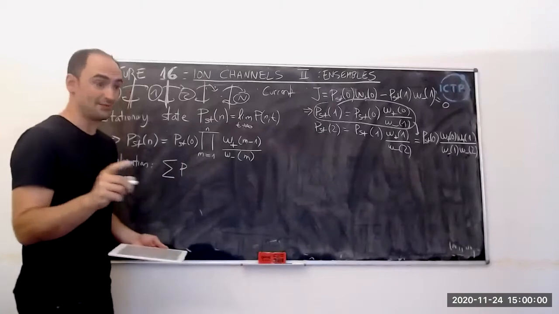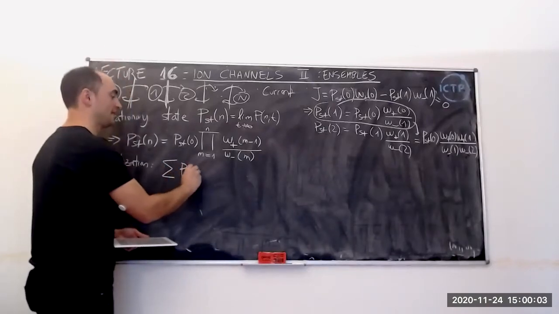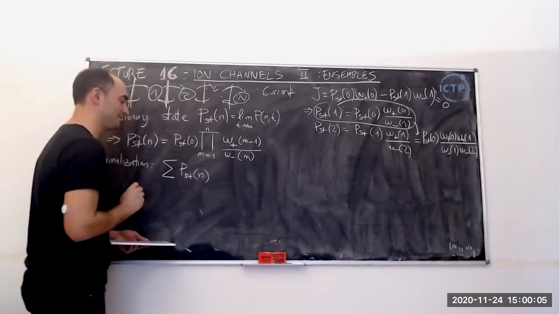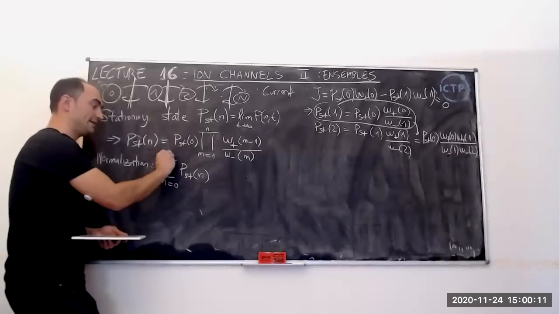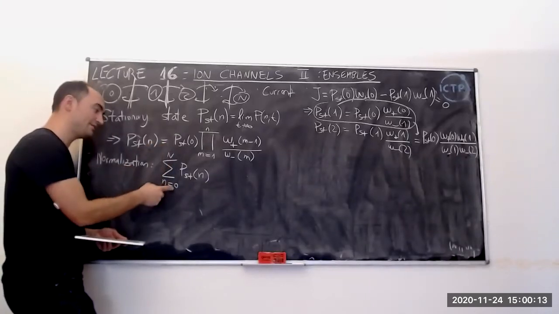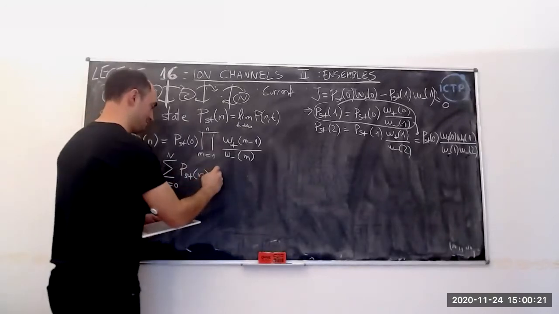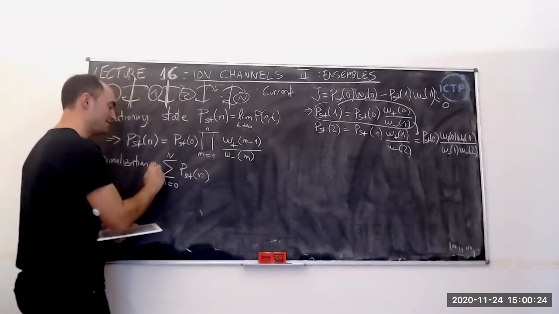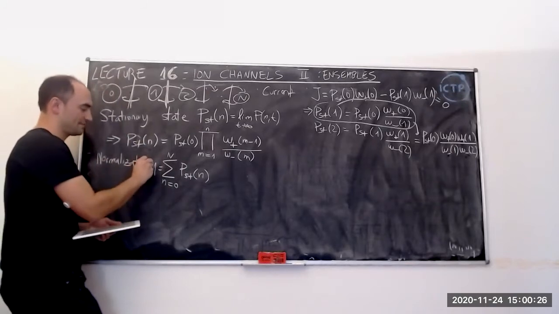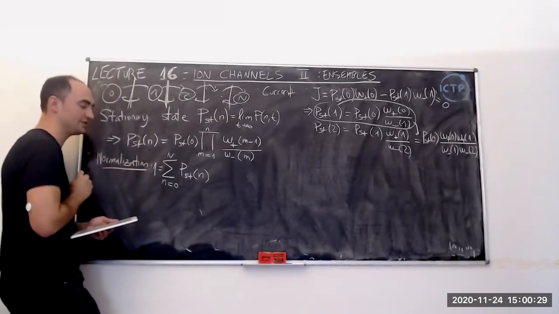The sum should be equal to 1. Indeed, now it's a sum because n is discrete. And what is n running from? From 0 to big N. Exactly. The channels can be all open, or all closed. That's all you can have. Okay, so 1 should be equal to this. This is the normalization condition for this distribution.